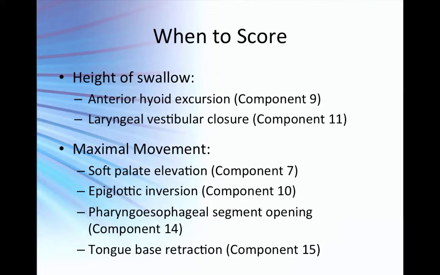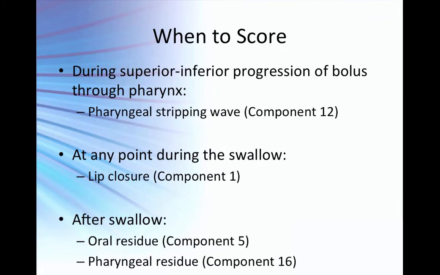Pharyngoesophageal segment opening would be the point of maximal opening. Tongue base retraction, the point of maximal posterior movement of the base of tongue toward the posterior pharyngeal wall. Pharyngeal stripping wave, component 12, you have to make your observation as the posterior pharyngeal wall progresses superiorly to inferiorly along the tail of the bolus.